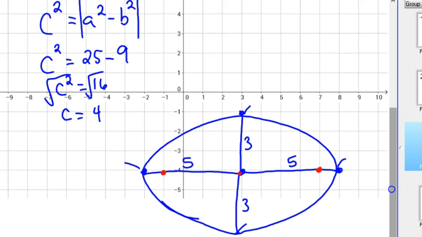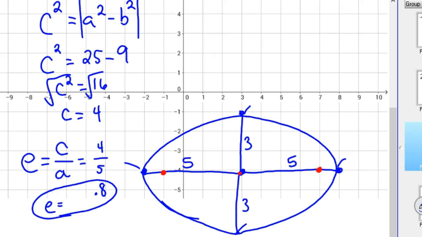The only thing left to find is eccentricity. And eccentricity, we represent it with an E, is C divided by the length of your semi-major axis. So in our case, it would have been A. So our eccentricity in this case is 4 divided by 5, which is 0.8. The closer we get to 1, the more eccentric this thing is. The closer we get to 0, the more like a circle it is. And there you have it. So that's pretty much all the important information.